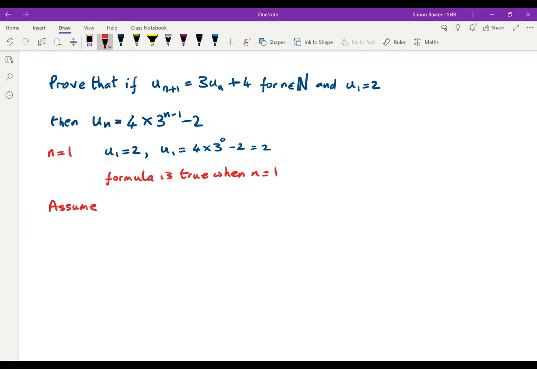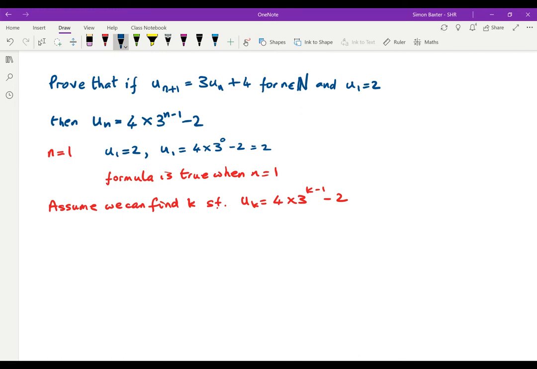The next stage, same as always, we assume that the formula is true when n is k. We assume that we can find a number k such that uk is equal to 4 times 3 to the k minus 1 minus 2. That is our assumption. We want to show that this formula works when n is k plus 1. How can we get to k plus 1?